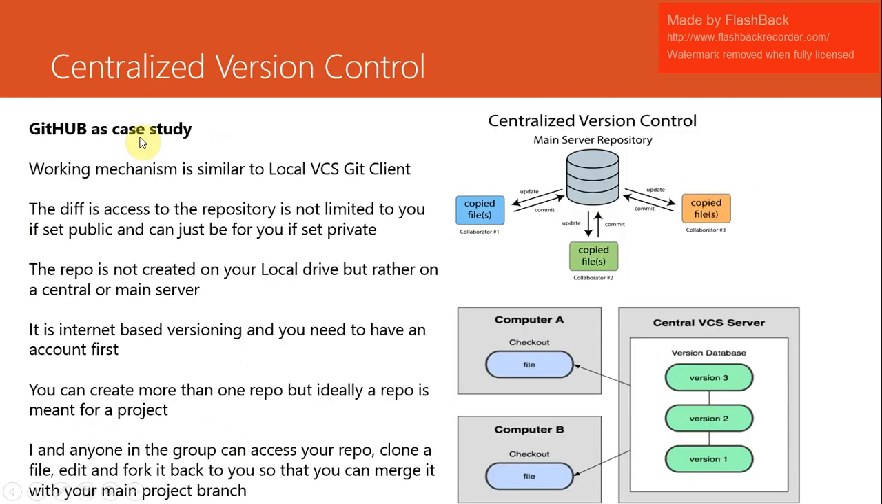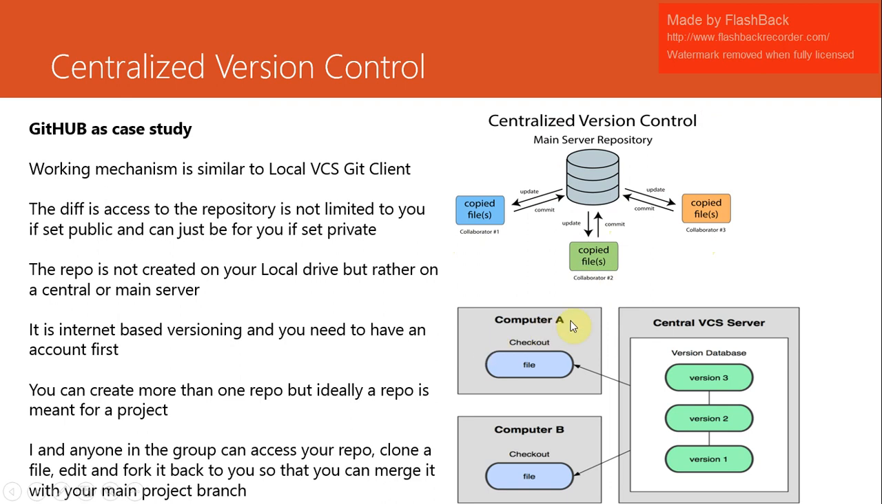Now, let's move on. Centralized version control, GitHub as a case study. Wow. Look at this image. It explains it all. There is a server repo, collaborator 1, collaborator 2, collaborator 3. Copied file moves into the server repo as a commit. You can get it back as an update. Copied file moved from collaborator 2's system to the main server as a commit. You can get it back as an update. Same thing to collaborator 3, and same thing goes on and on and on.